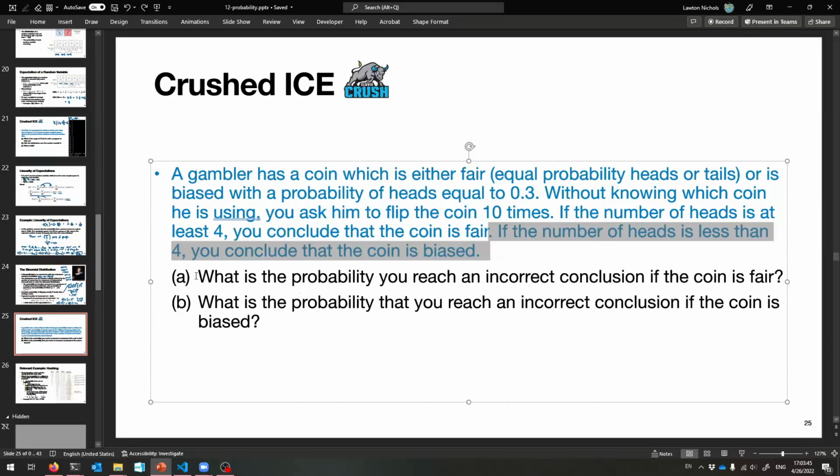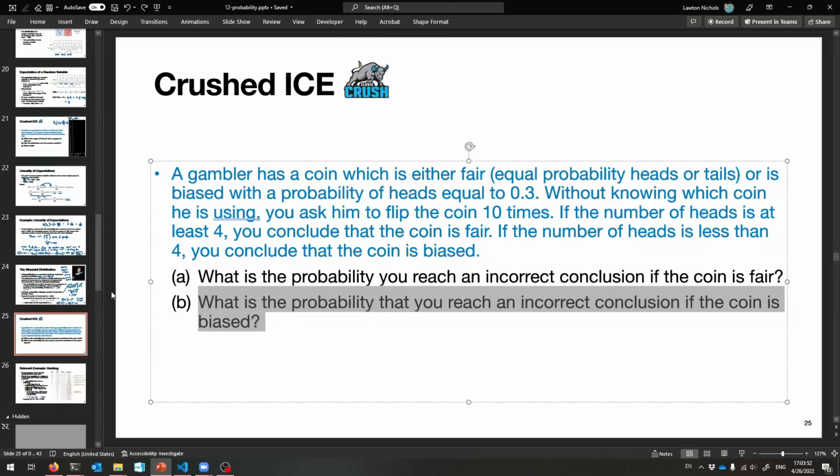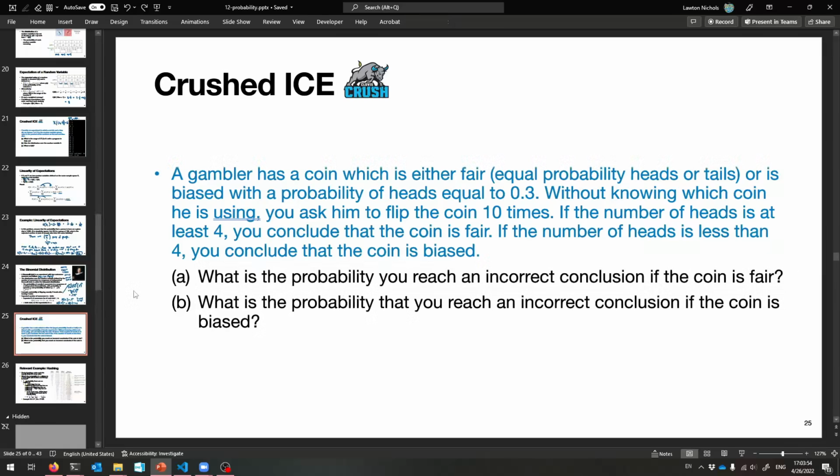What's the probability that you reach an incorrect conclusion if the coin is fair? Think about that. And then what's the probability that you reach an incorrect conclusion if the coin is biased? Think about that as well. Pause the video, give this a try, and then let me draw some pretty pictures and see if it works.